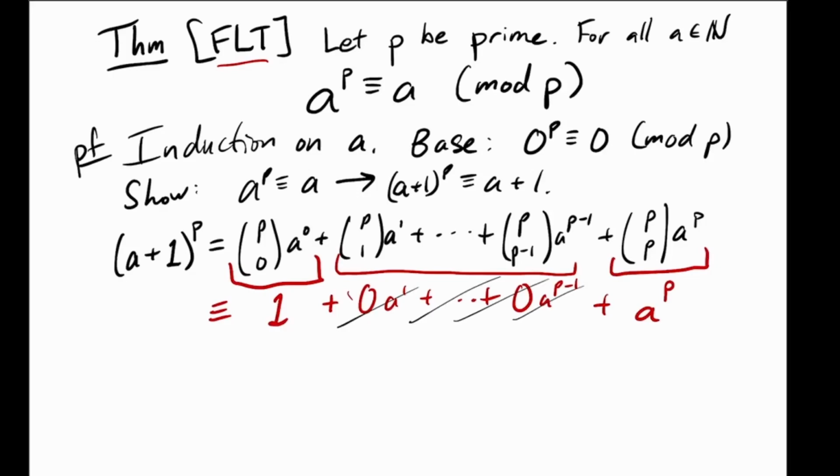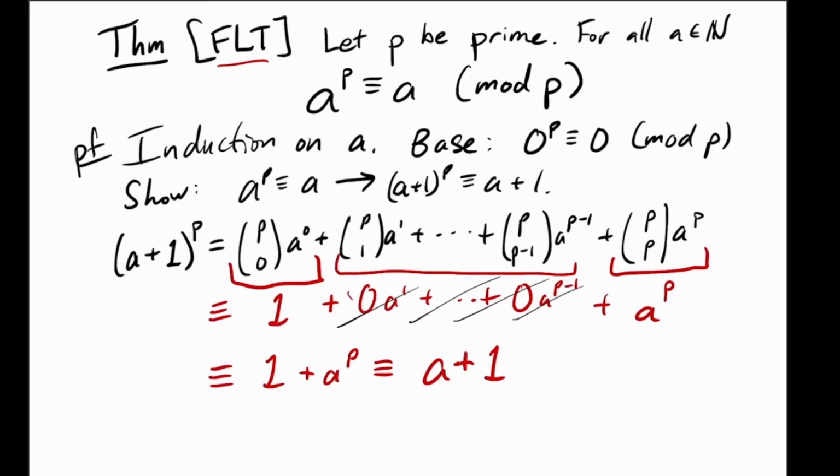And the result in the end is that this is congruent to 1 plus a to the p, but by induction, a to the p is congruent to just a. Okay, and this is exactly the thing we were trying to prove. Let me just write it in the other order to get the pattern right. So this is a plus 1 to the p is congruent to a plus 1, and that's the induction, and so it's true for all a.